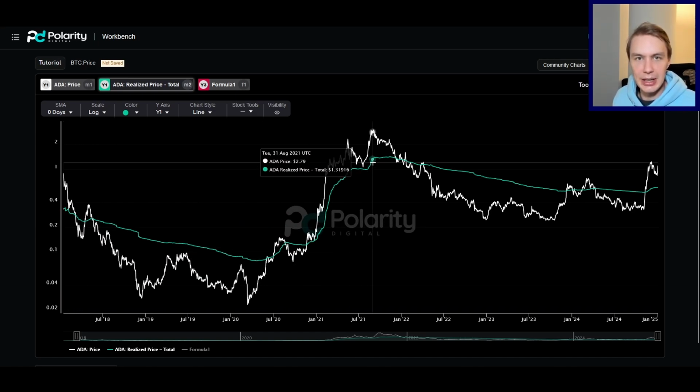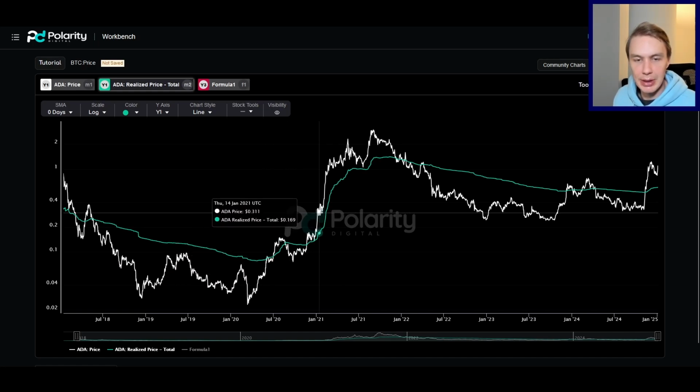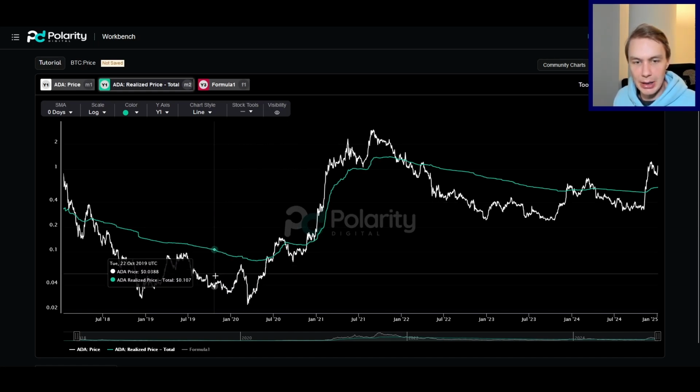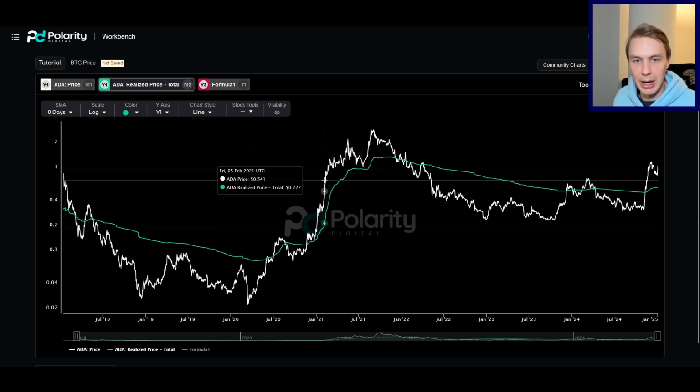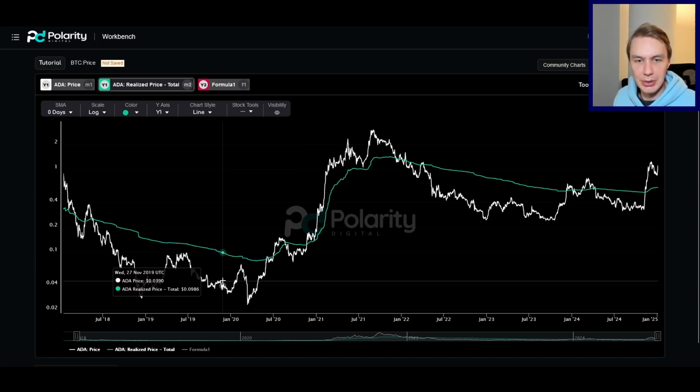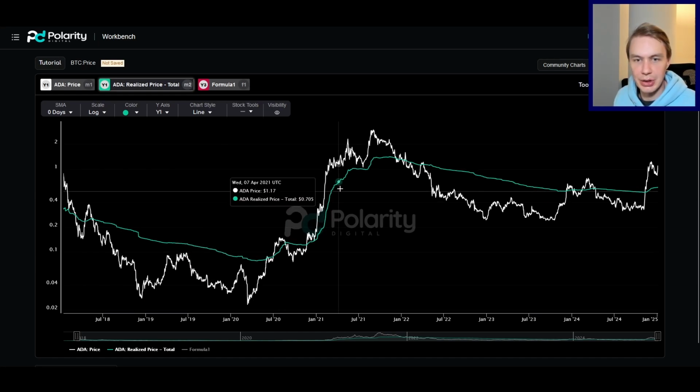Then in a bull market, the exact opposite happens. Price is going up. Now people who bought down at the bottom, down over here, are starting to sell, and then people are buying at these higher prices. So you're replacing low cost basis with high cost basis, and the average goes up.